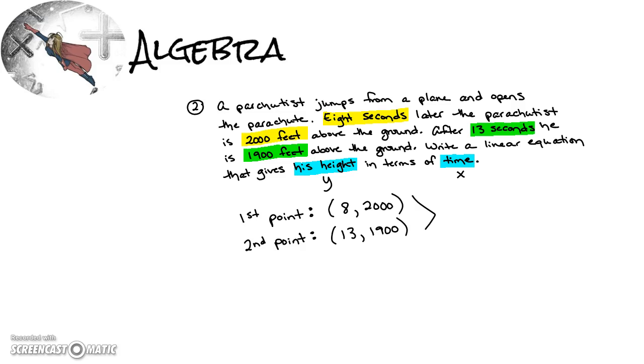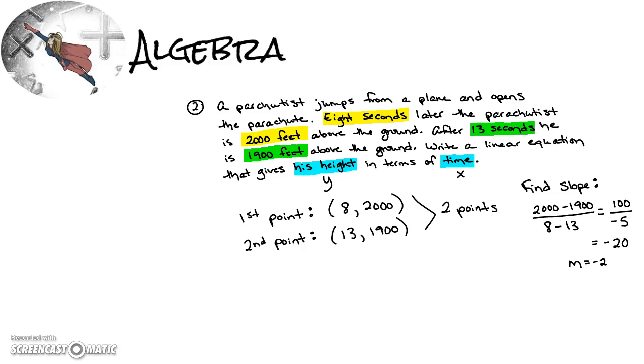So now I have 2 points, and I still think the best form to plug into initially is point-slope form. But the first thing you have to do with 2 points is find the slope, because they did not give that to you. So let's just do, how about 2,000 minus 1,900 all over 8 minus 13. That's just the slope formula. So that's 100 over negative 5, and that equals negative 20. So this m is negative 20. I'll just circle that because we're going to need to use it.